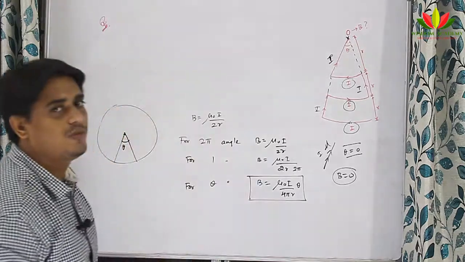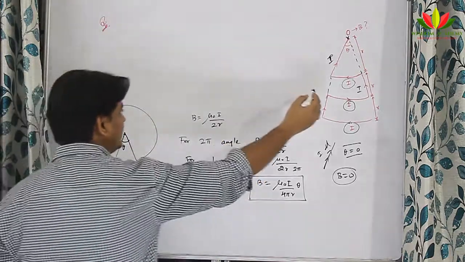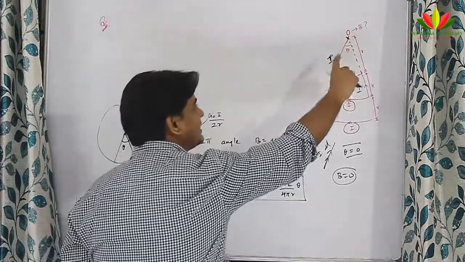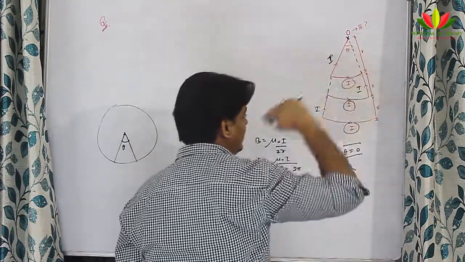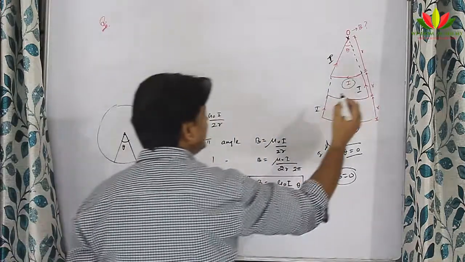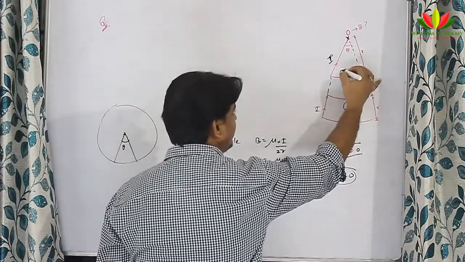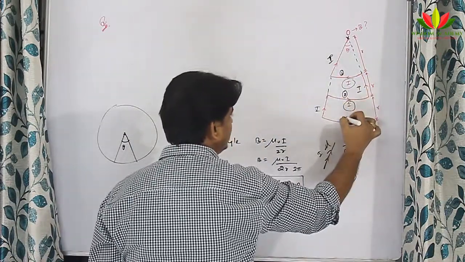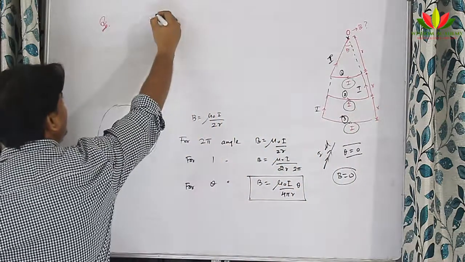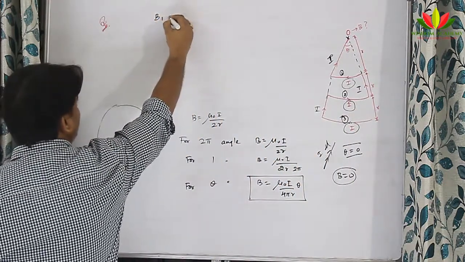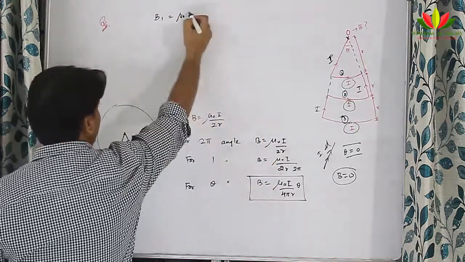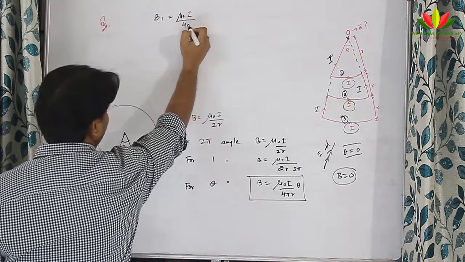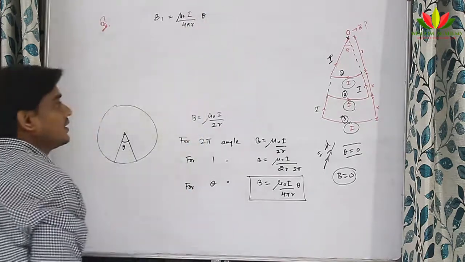Now, to find the magnetic field due to these three portions, these three behave as sectors of radius r, radius 2r and radius 3r. Let us try to find it. Let me name them B due to the first part, B due to the second part and B due to the third part. So B due to the first part will be equal to mu naught I by 4 pi r into theta.